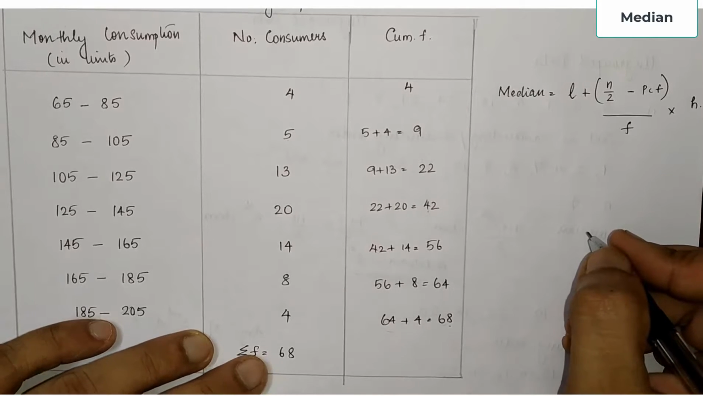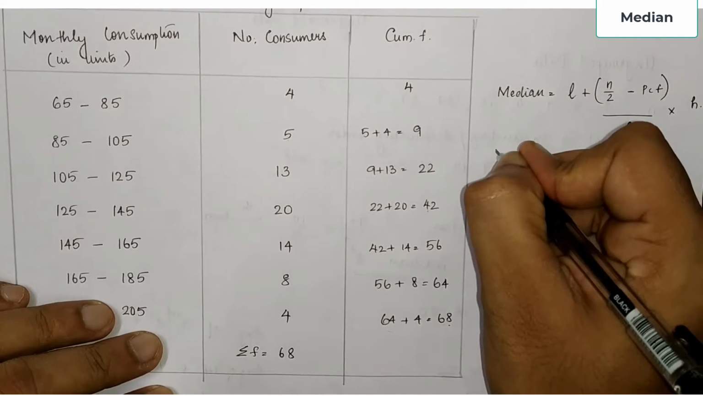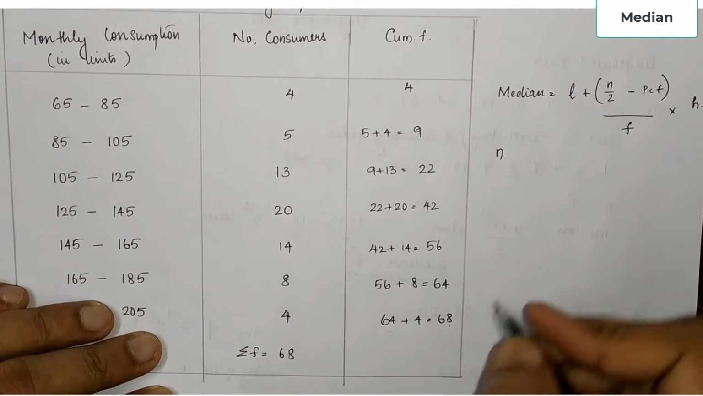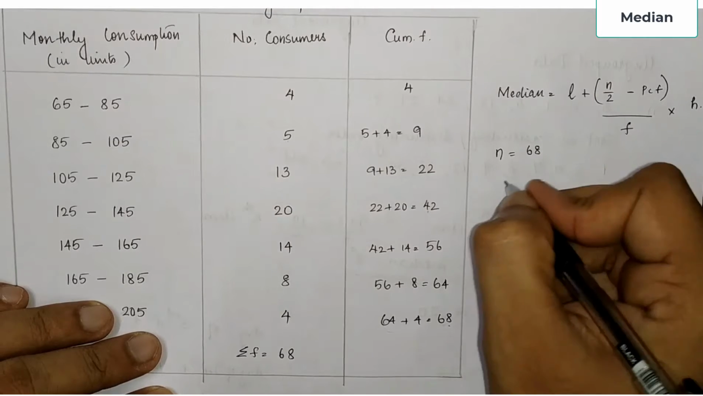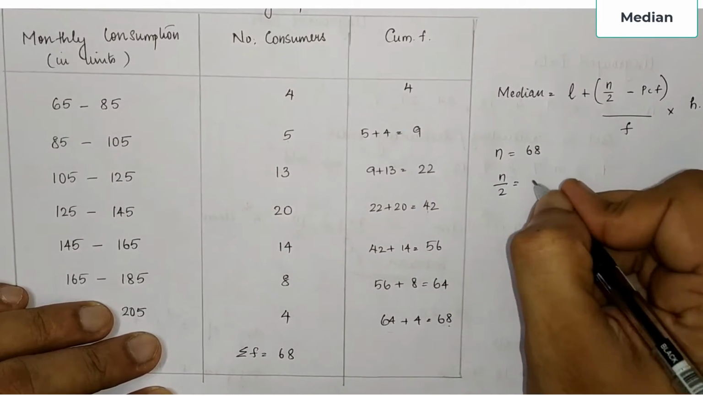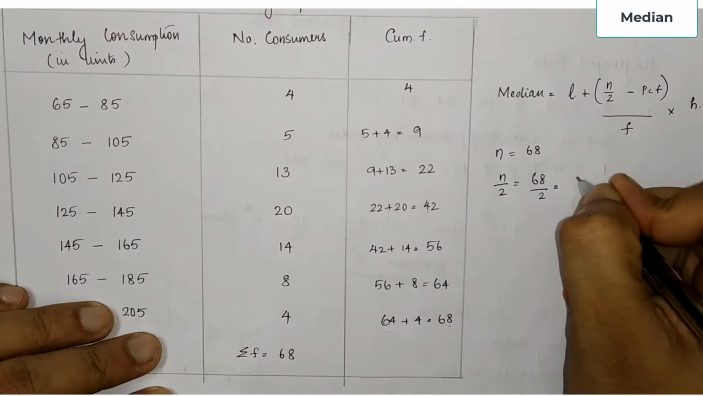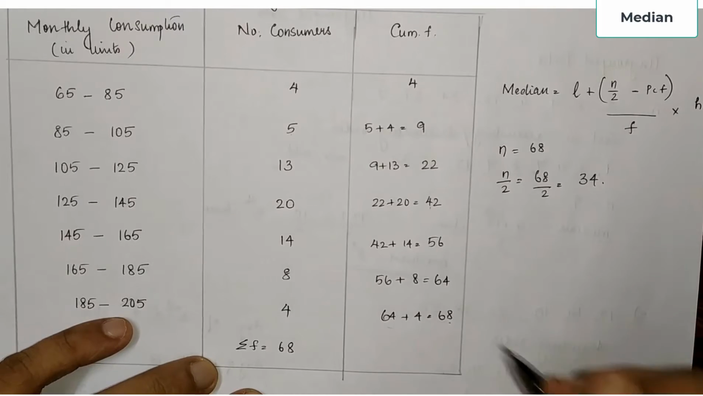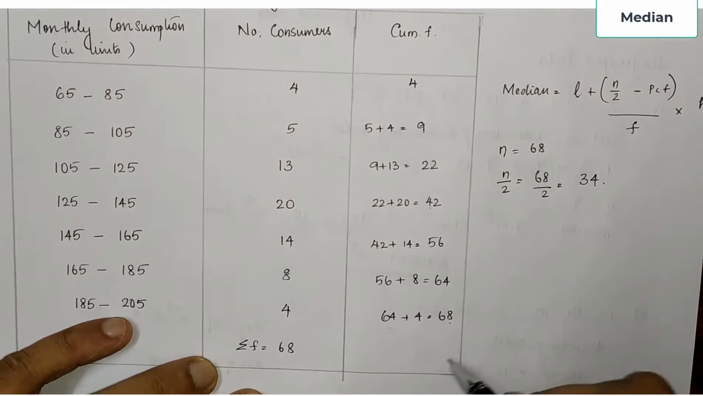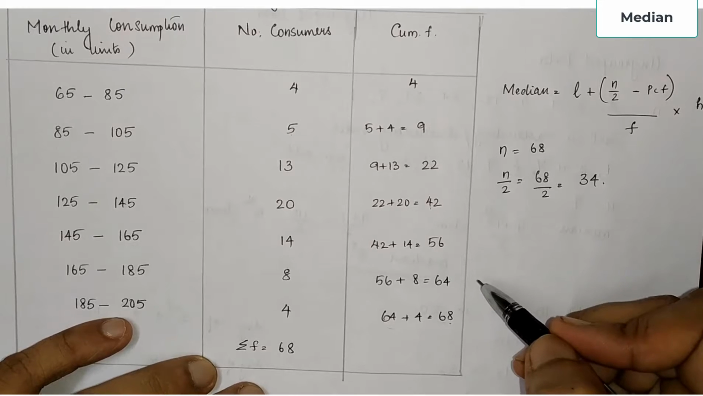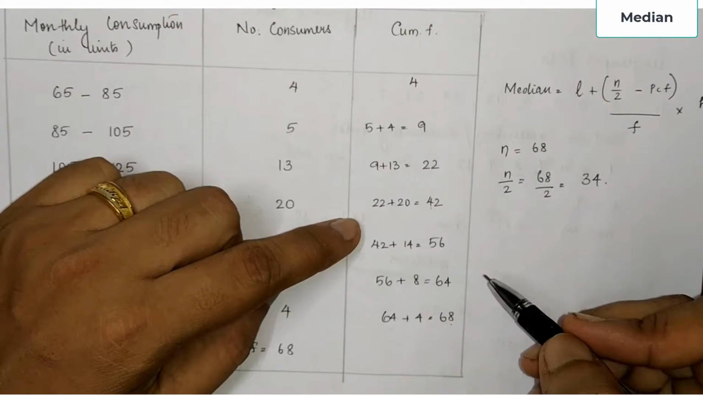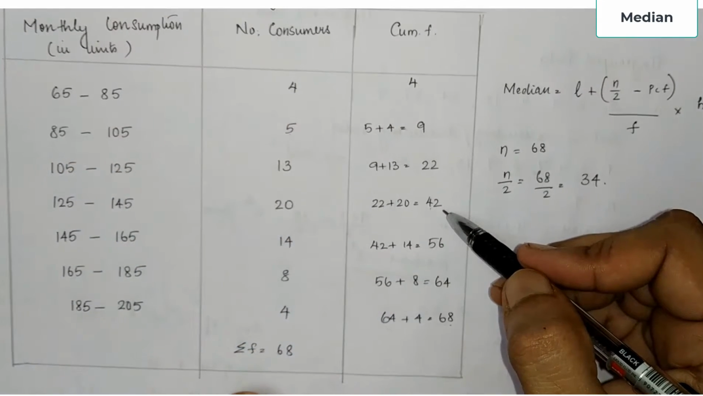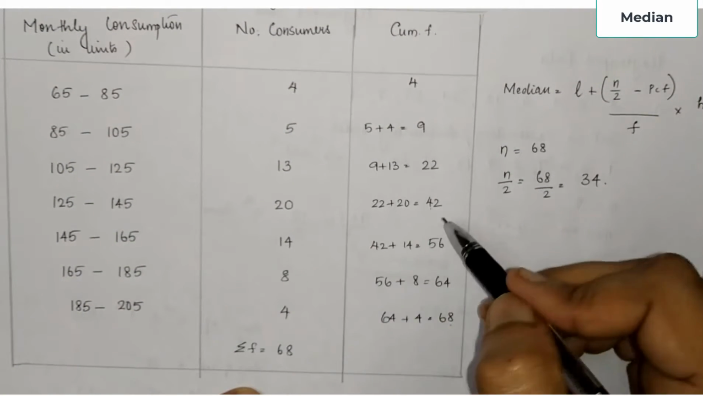Now we look one by one. Now what is N? N over here is actually 68. So N is equal to 68. What is N by 2? N by 2 is equal to 68 divided by 2 is equal to 34. Now listen very carefully, watch very carefully. Where does 34 fall? We don't have 34 here. So we look into the data set which comes just after where 34 exactly falls.